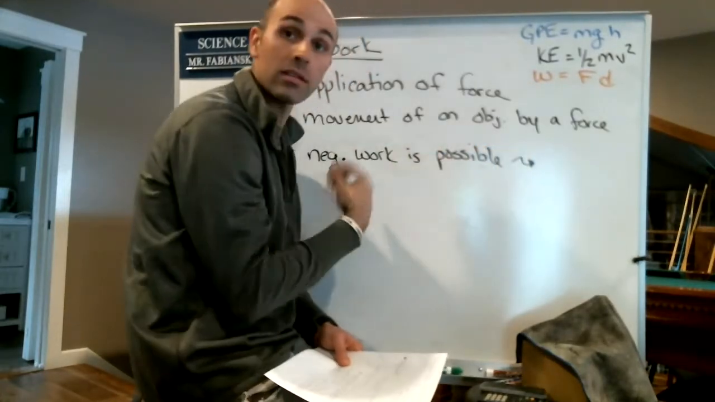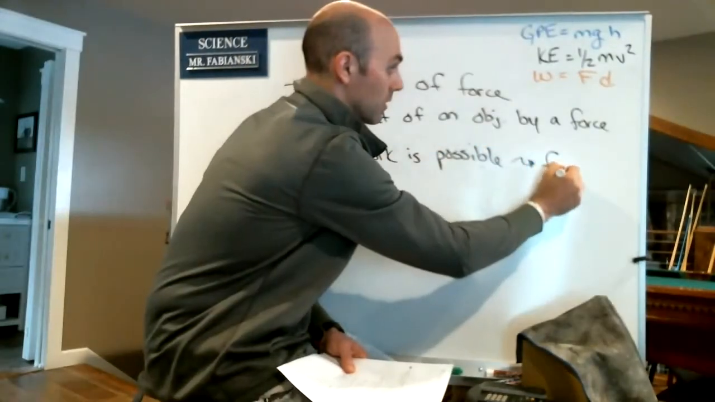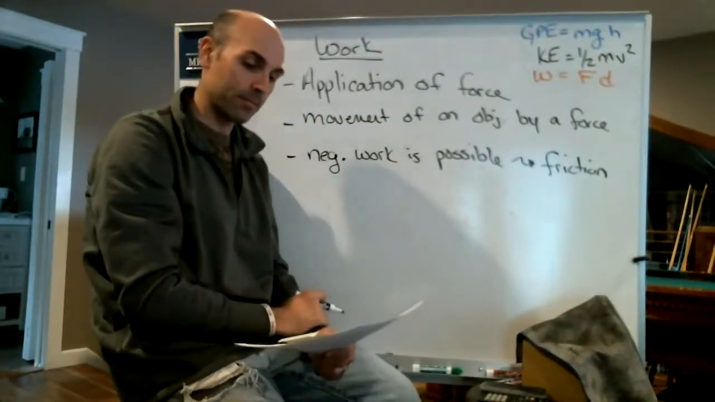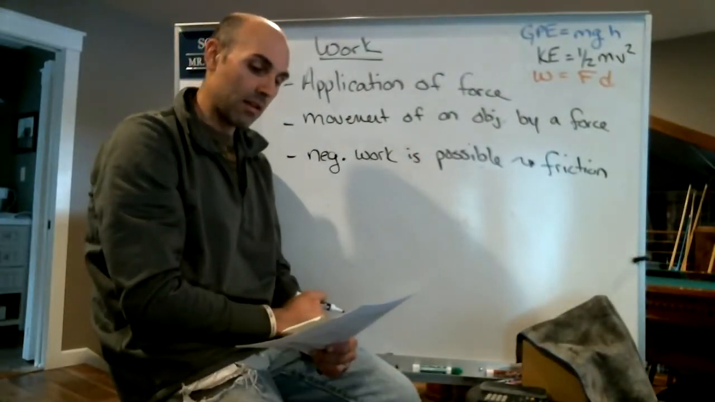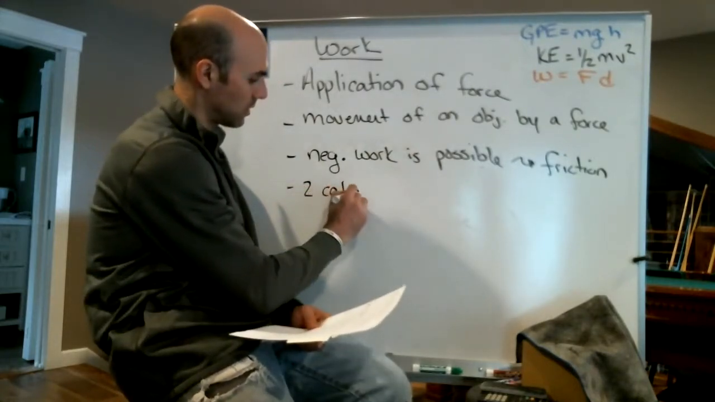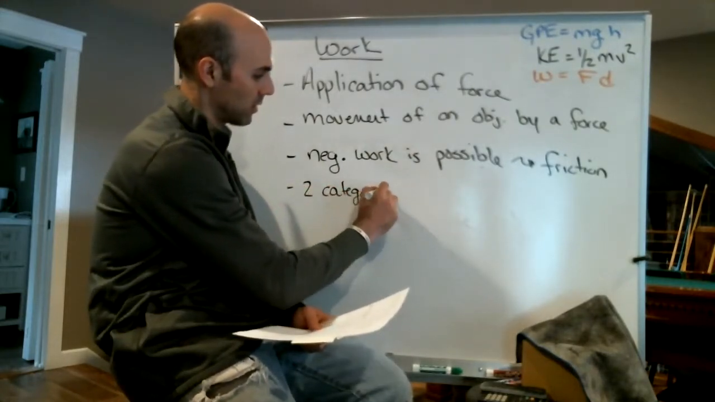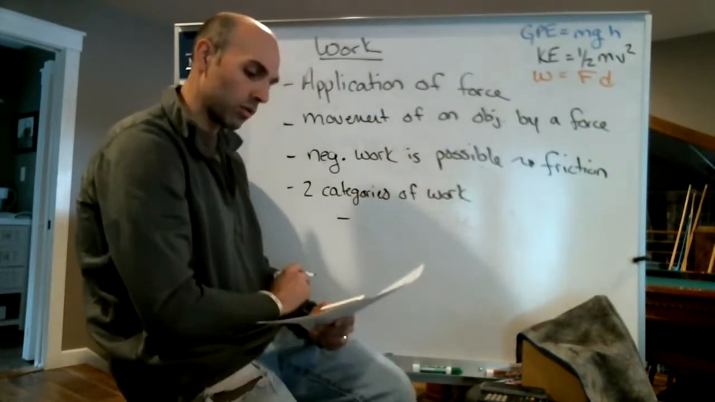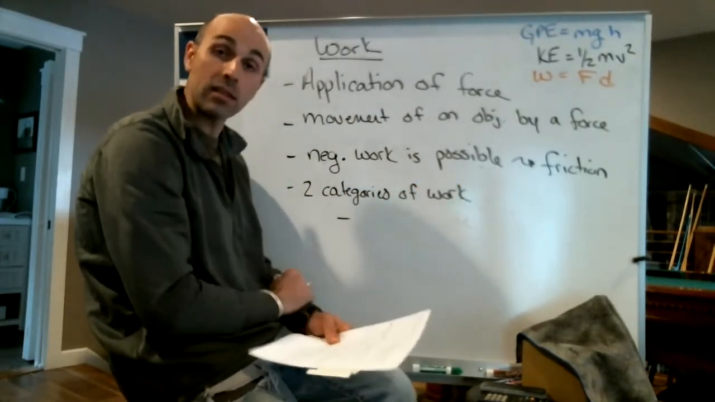And that is known as friction. It's a force opposing motion. And we have two categories of work. And those are work that's done against another force.